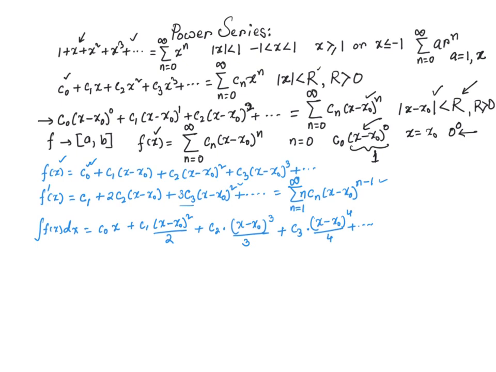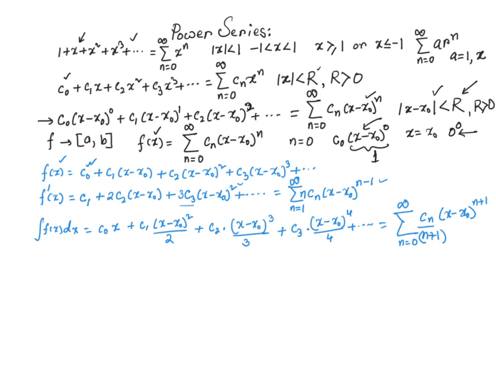And then you can go ahead and use the summation notation here. Summation n is equal to 0 to infinity of c sub n times (x minus x naught) to the power n plus 1, divided by n plus 1. So I'm going to put the n plus 1 right underneath here. And that should be your general term for the integral.